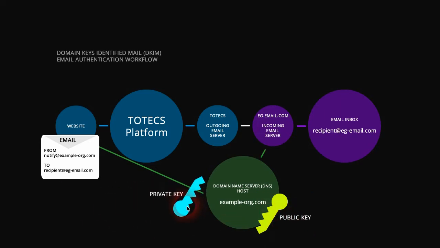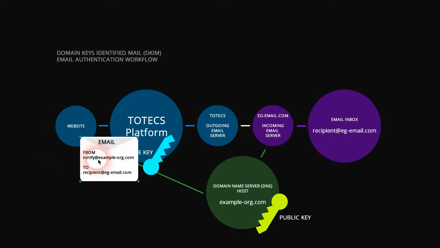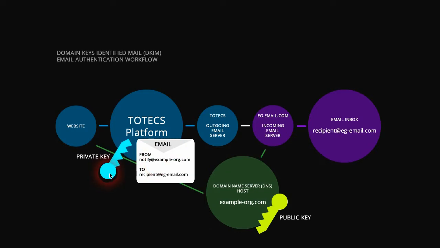And there's a corresponding key that is paired to that, called the private key, that should only be granted to systems and software that are allowed to send emails for a given website domain. In our example, the example-org.com website is hosted on the TOTECS platform, and email needs to be sent out from that domain. And what can happen now is, when the email is generated, the private key the TOTECS platform holds can then be used to sign the email.